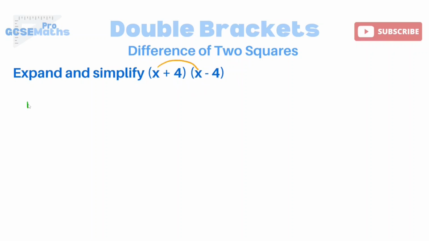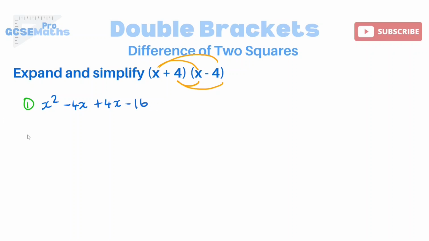So exactly the same. Expand. X times x is x squared. X times minus 4 is minus 4x. And then 4 times x is going to be plus 4x. And finally, 4 times minus 4, so positive times a negative is a negative, 16.